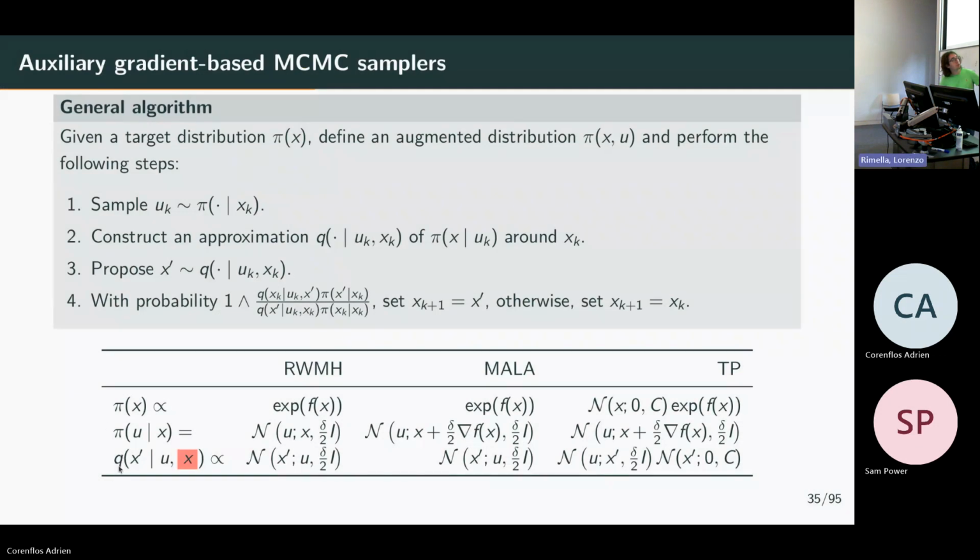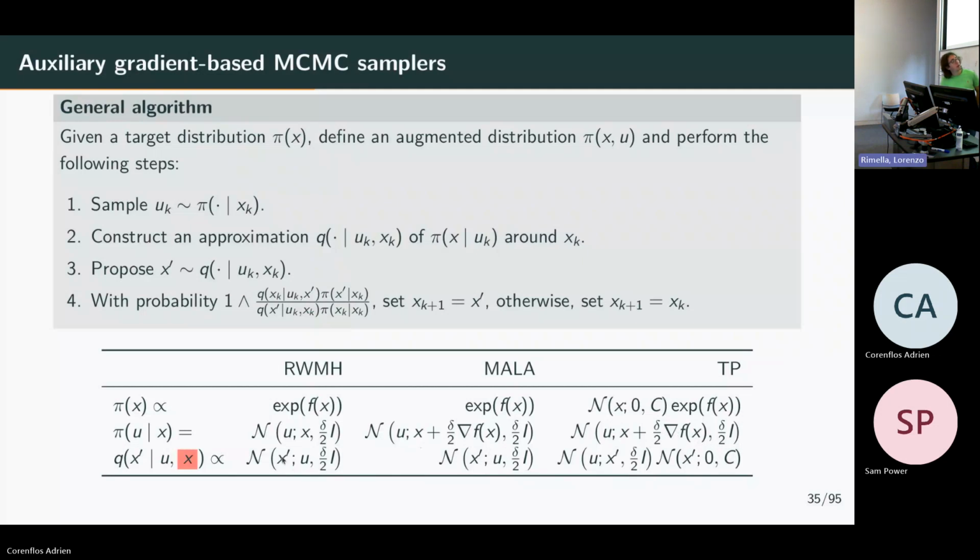Now the proposal distribution in that case is, in the first case, a random walk, if that's what you care about. If you're trying to emulate MALA, then you can see that integrating this distribution according to u recovers MALA. It recovers just the Langevin one-step dynamic. And if you're trying to take Gaussian prior information into account, you just put that in.